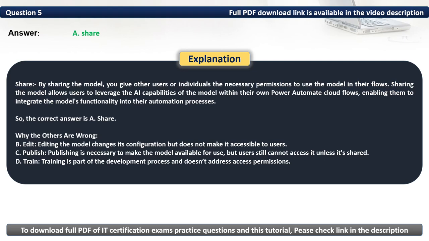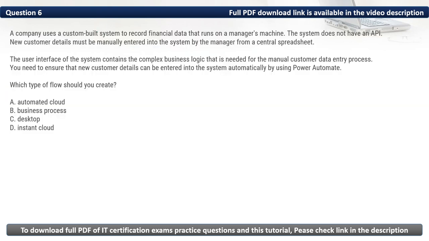By sharing the model, you give the users or individuals the necessary permissions to use the model in their flows. Sharing the model allows users to leverage the AI capabilities of the model within their own Power Automate cloud flows, enabling them to integrate the model's functionality into their automation process. So, the correct answer is A. Share. Question 6. A company uses a custom built system to record financial data that runs on a manager's machine.